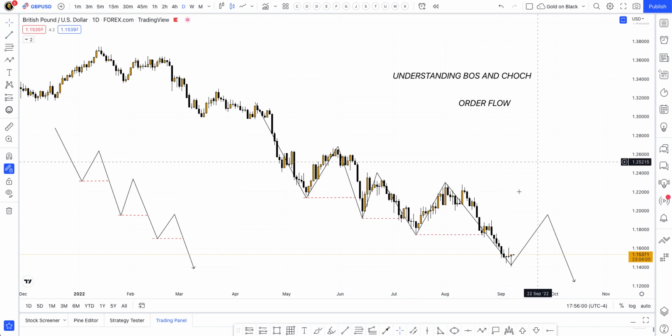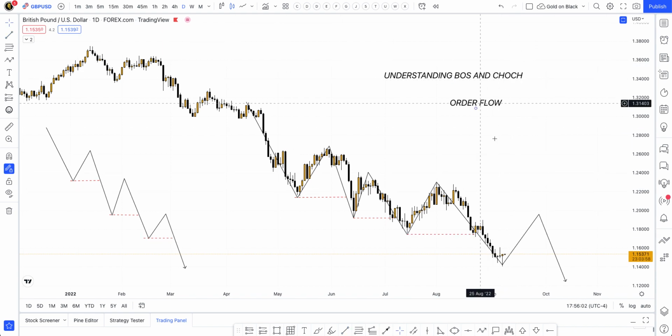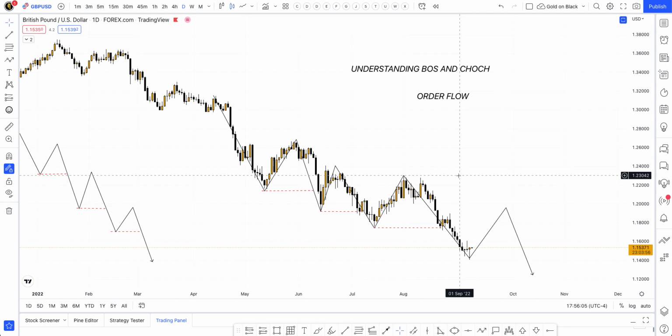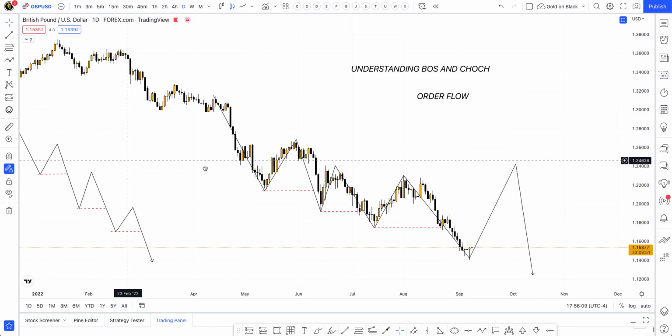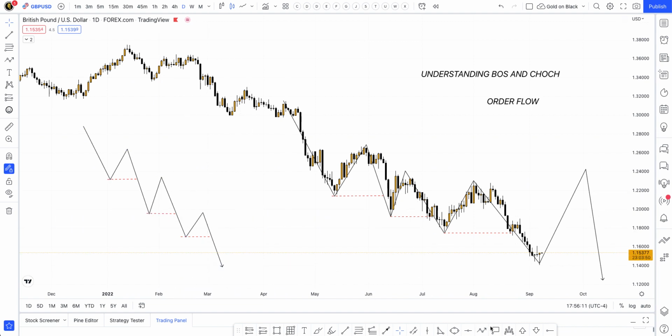Now, when is the change of character happening? The change of character happens if the price breaks the previous high. In this case, we're on a downtrend, right? So we could have a change of character if the price happened to do this pullback right here. You see, after this pullback right here, it's normally very big, and it will break this high.